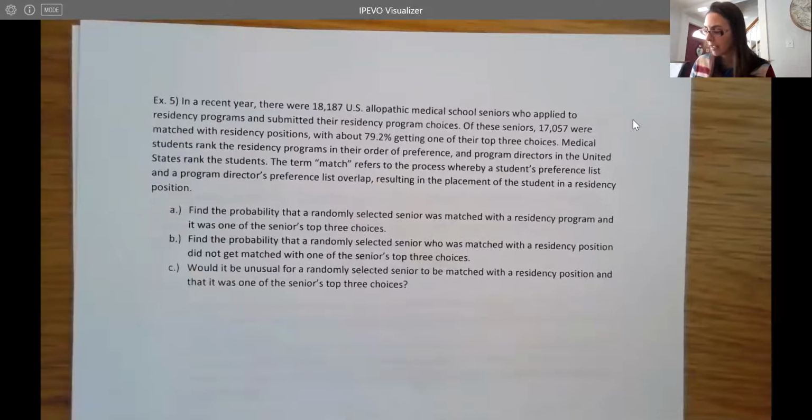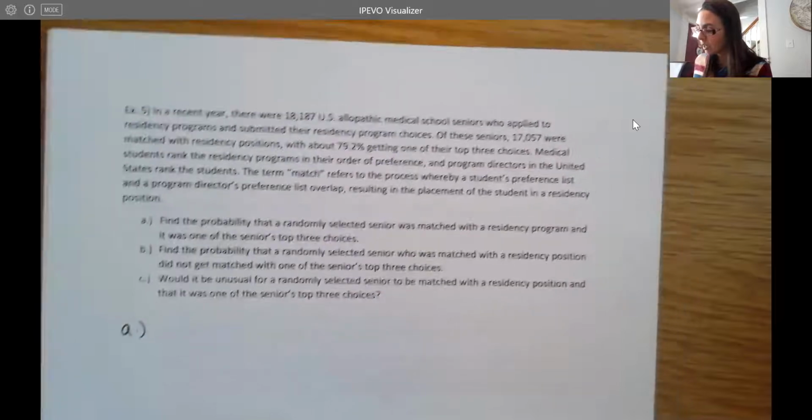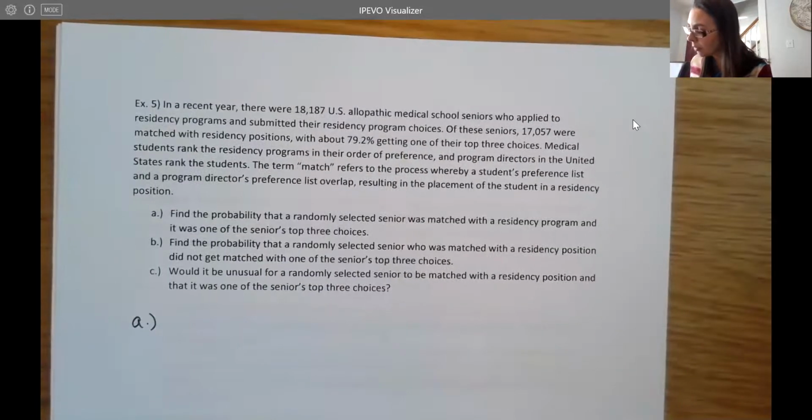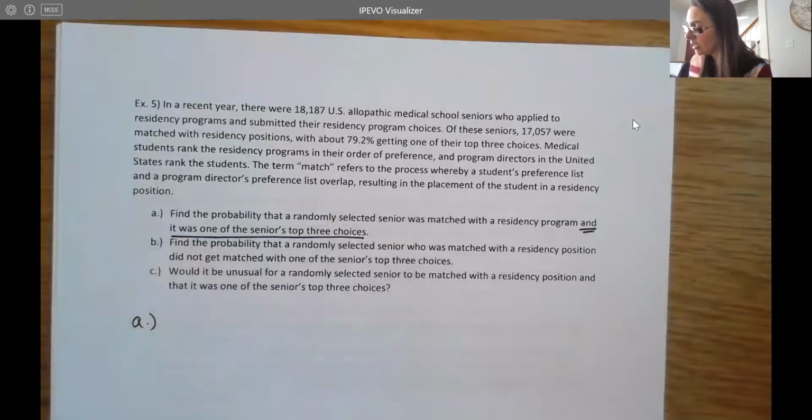So let's see, for part A, we're gonna find the probability that a randomly selected senior was matched with a residency program and it was one of their top 3 choices.